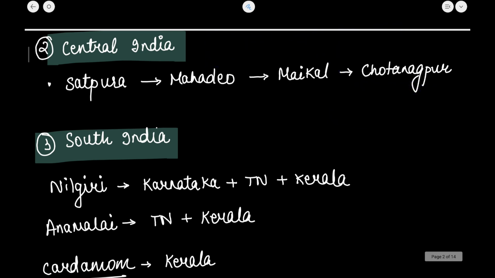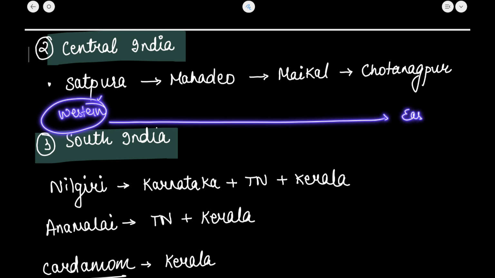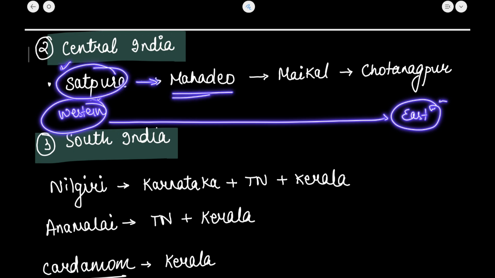Now if I talk about central India, then the westernmost part constitutes the west to east configuration. If I tell you about the west to east configuration of these mountains, then the Satpura Hills is the westernmost. Towards the east lies the Mahadev Hills.